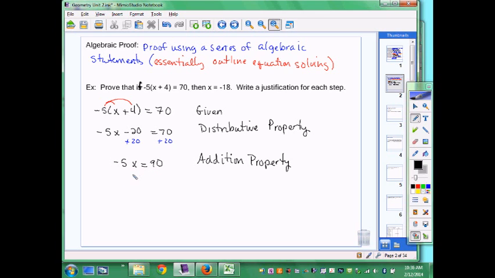Once I've done that, our next step is that we divide by negative 5. So x is equal to negative 18, and the way we were able to do that was by the division property. Except for division doesn't have that extra s in it.